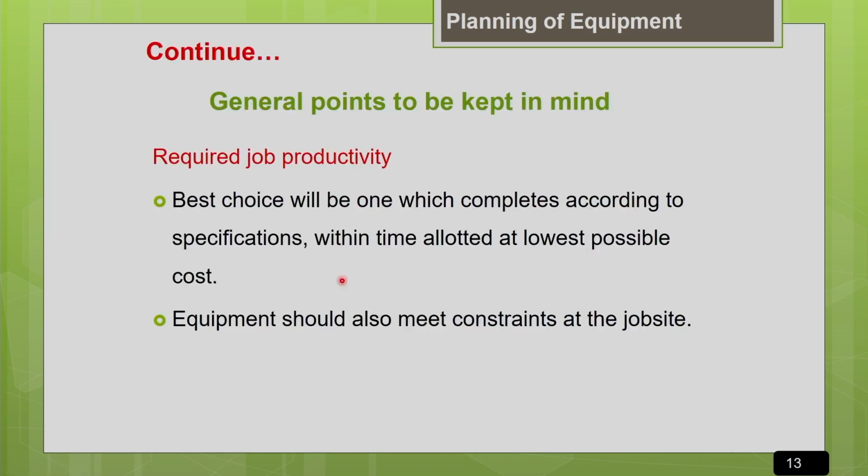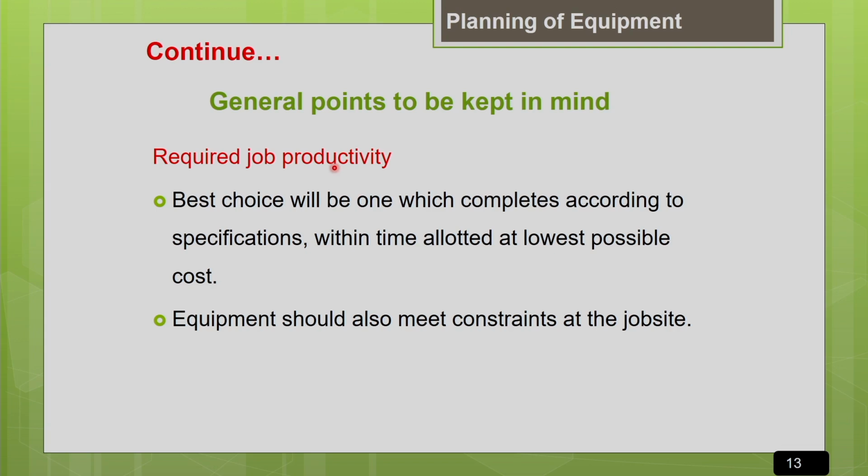So what are the other general points to be kept in mind? So far, what we discussed is the importance of estimation of productivity of the equipment and the cost of the machine, and how it governs the selection of the equipment. Now you should see what is the required job productivity for that particular activity. That information you can get from your contract documents. Your contract specifications will let you know the schedule of your project.